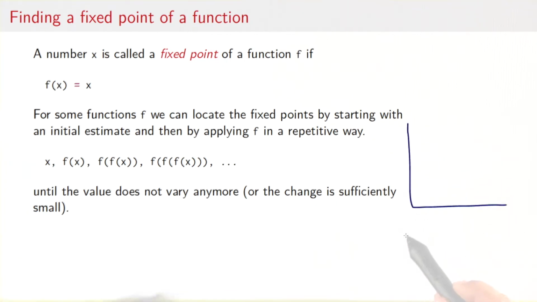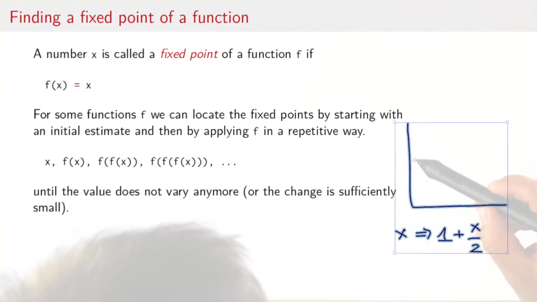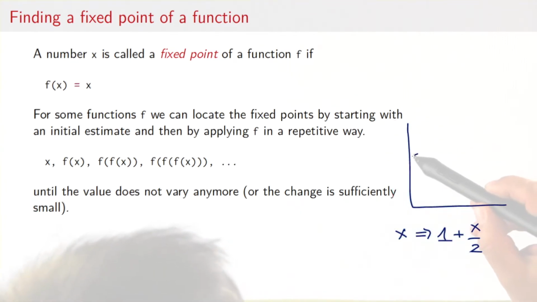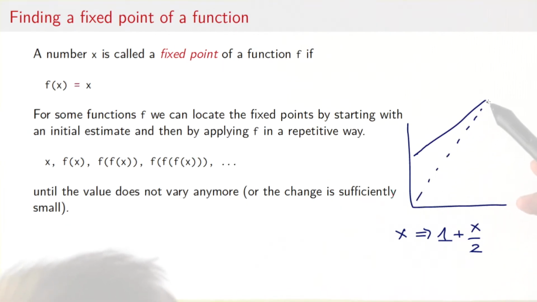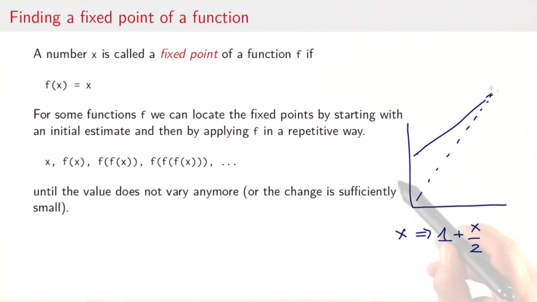Let's suppose we have the function that maps x to 1 plus x over 2. So the graph of that function would look like this. And that would be the diagonal. And that would be 1. And the fixed point would be where the diagonal hits the graph of the function. That would be 2.